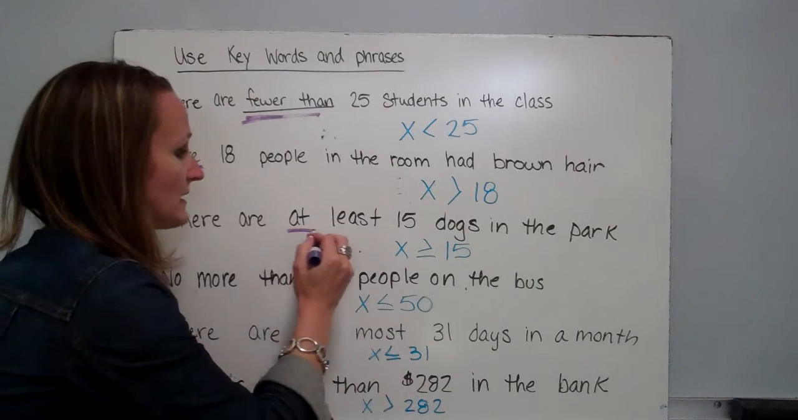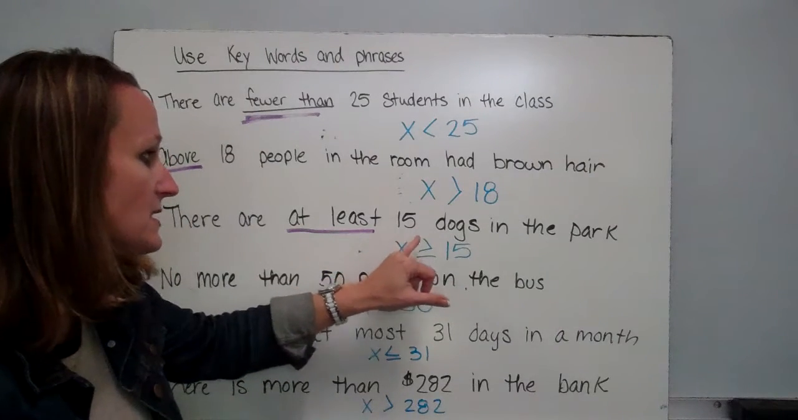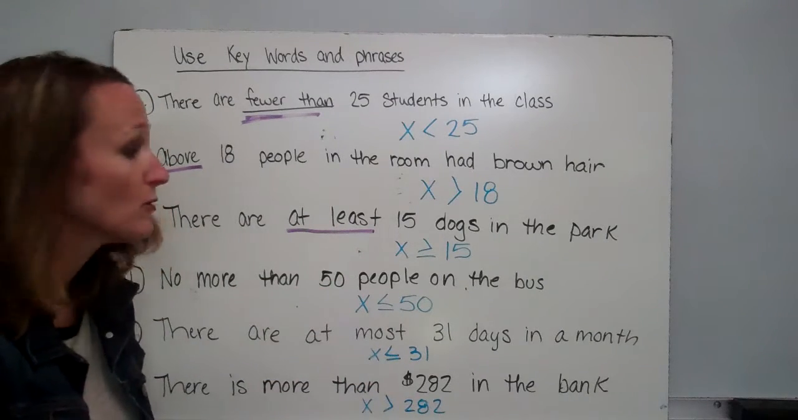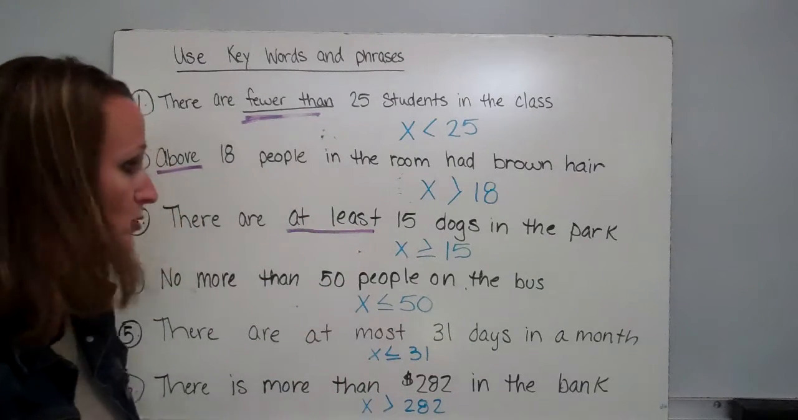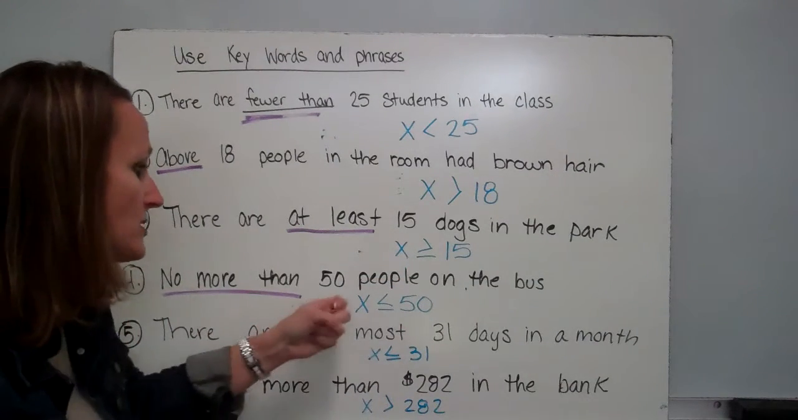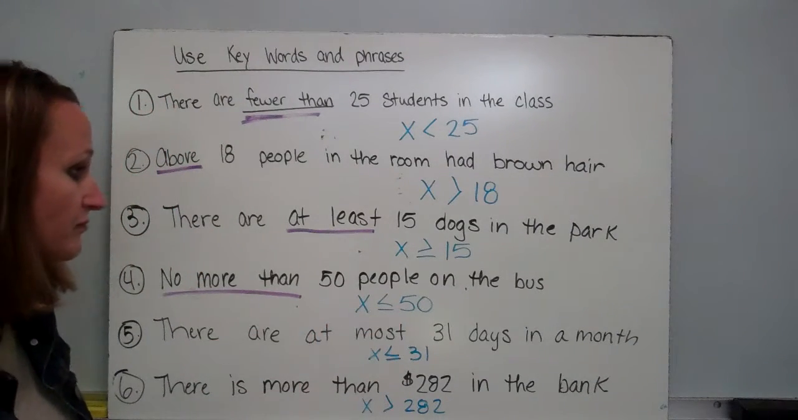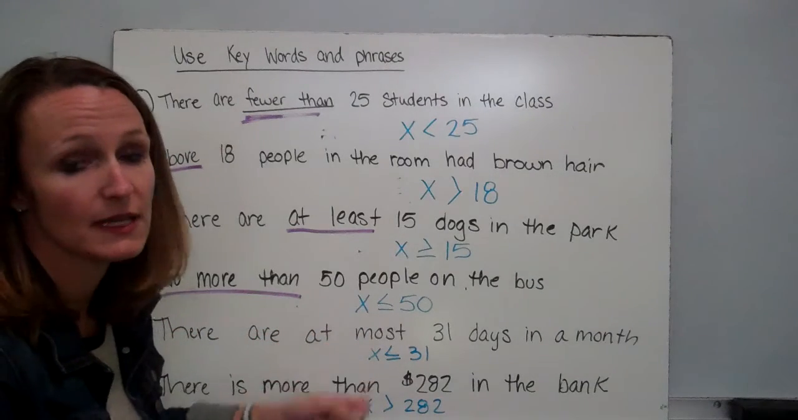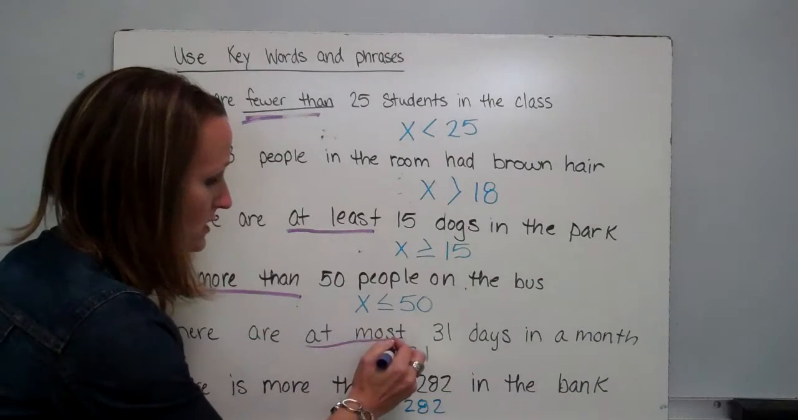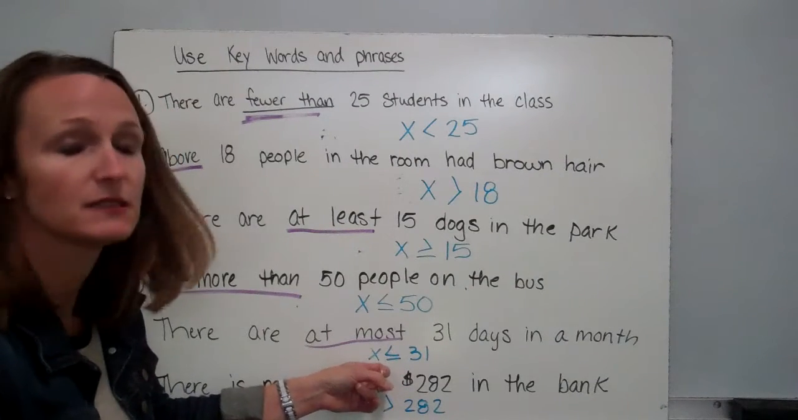If we said there are at least 15 dogs in the park, then our inequality is x is greater than or equal to 15. So put at least in your chart where it says greater than or equal to. If we said no more than 50, then we're saying x is less than or equal to 50. So put no more than in the less than or equal to part of your chart. What if we said there are at most 31 days in a month? At most is a way of expressing less than or equal to.